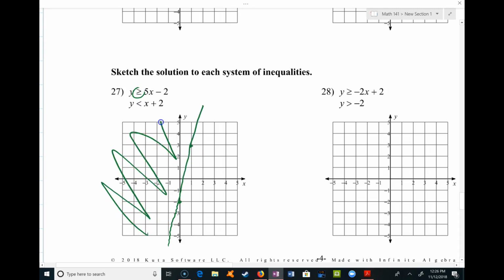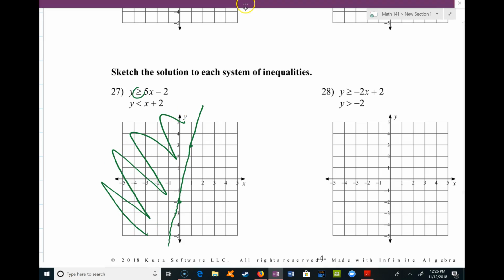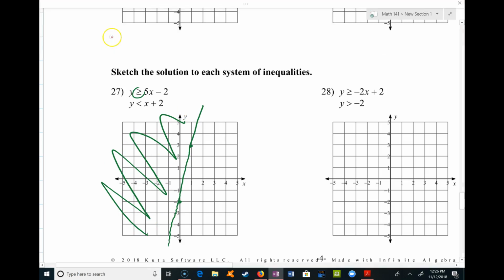And then I'm going to change color because I can. And I'm going to graph the other one. So it crosses at +2 and has a slope of 1, so that means it goes over 1 up 1, over 1 up 1, etc. And it's strictly less than. So I'm going to put a dotted line and shade below, because y is less than the line. So then I'm going to go like this, right?